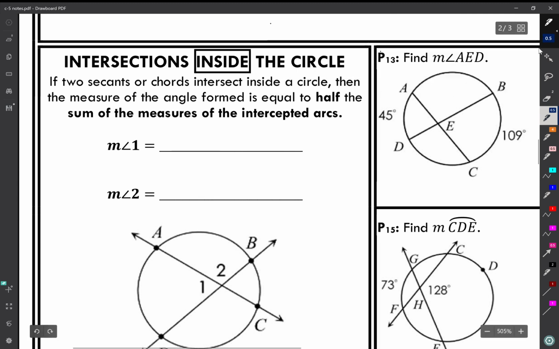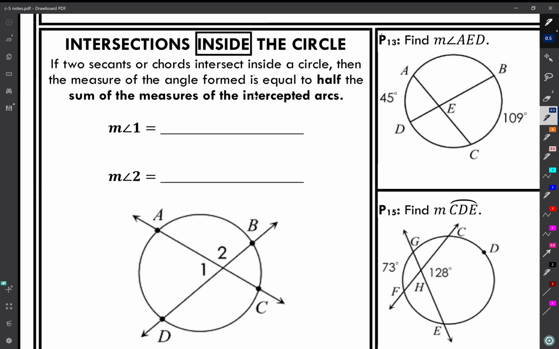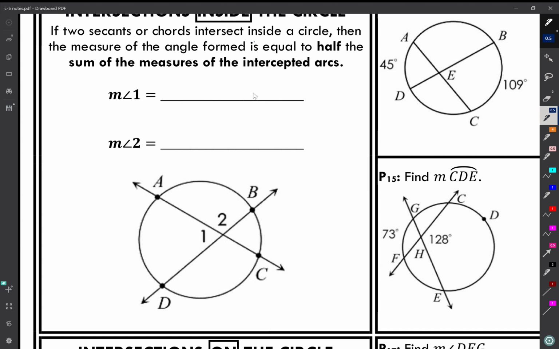This tells us that if two secants or chords intersect inside a circle, then the measure of the angle formed is equal to half the sum of the measures of the intercepted arcs. So you see we have angle 1 and 2, the blanks right here. We have our drawing right here.